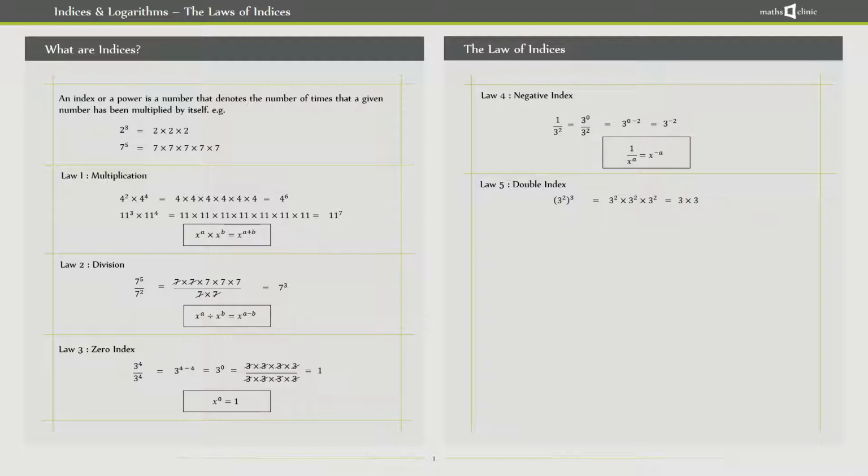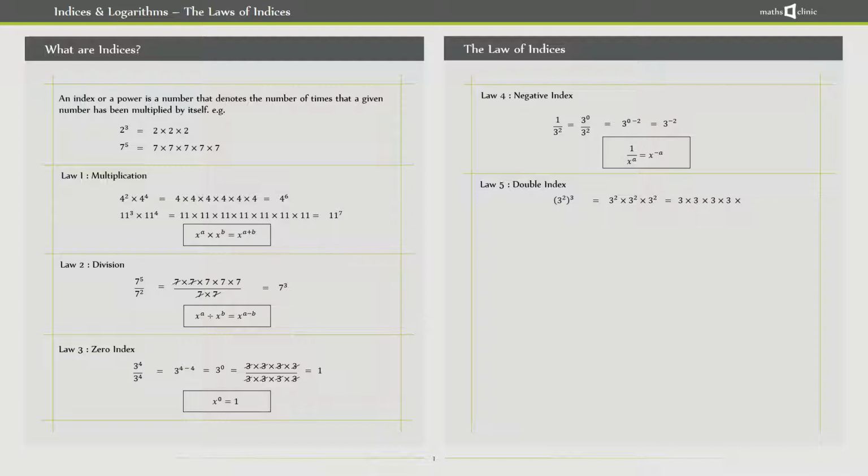Law 5. In law 5, we have double index. This is going to come off as strange to some of us, but let's get right into it. What is the double index law? It's when you raise a number to one power and then you raise it again to another power. That's a double index.